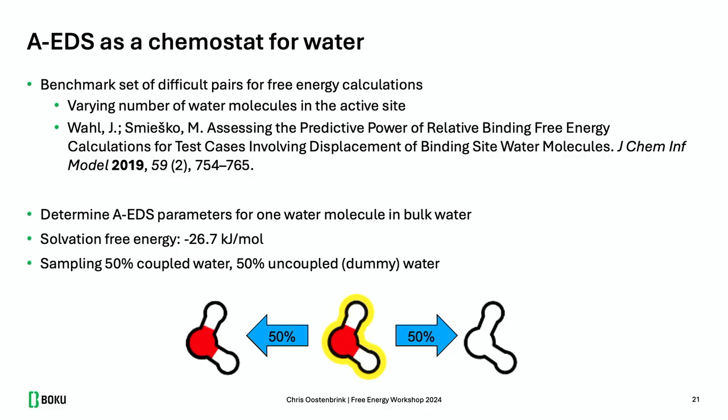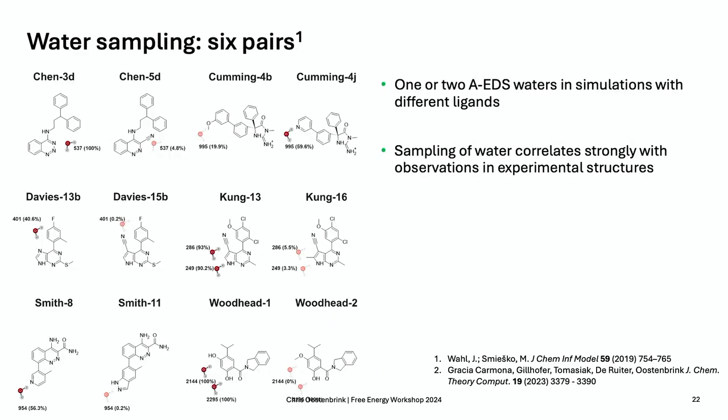So this is what I would quickly like to show still, where we use a water molecule that we now sample in bulk water to be 50% of the time a real water molecule, and 50% of the time it goes to a dummy state. From such a simulation, you can then calculate the solvation free energy of just a single water molecule in water. That's not very interesting, but we could apply this to a set of six ligand protein pairs where experimentally water molecules had been seen to play a role. So Wall and Smiesko created this set and described that set, or they collected the set basically.